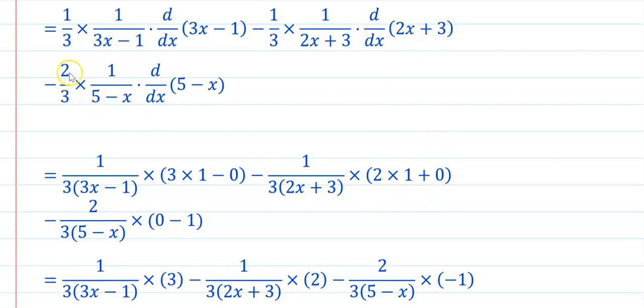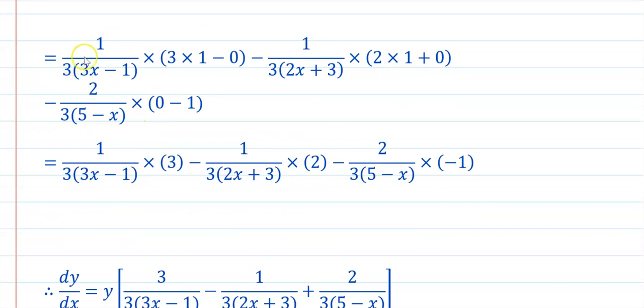And what about the last? Here is minus 2 by 3 into 1 upon 5 minus x. Okay, derivative of 5 is 0, x is 1 here. Overall it is minus 1. Therefore here again 1 into 3. Okay, therefore 1 upon 3 in bracket 3x minus 1, minus 2 into 1, that is 2 upon 3 in bracket 2x plus 3, minus, last is this: minus and minus that will become plus, that is 2 upon 3 in bracket 5 minus x, in this way.